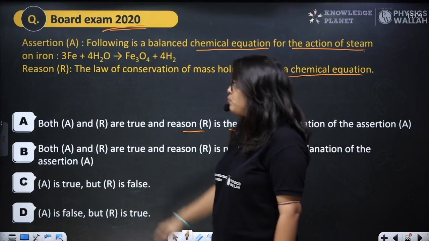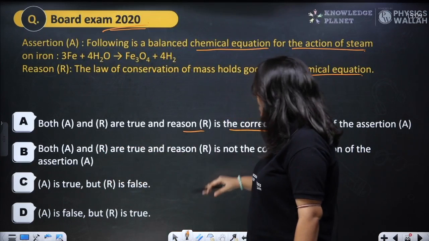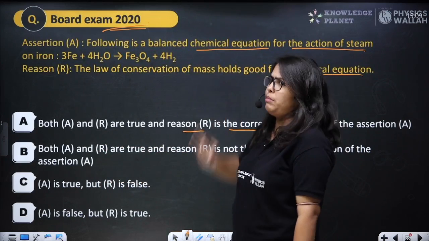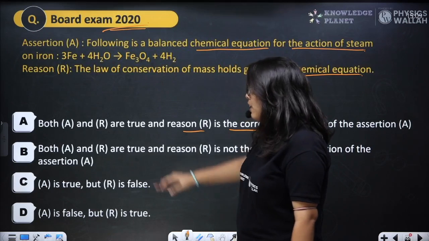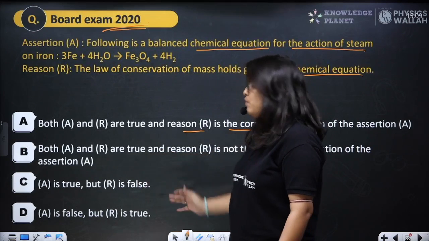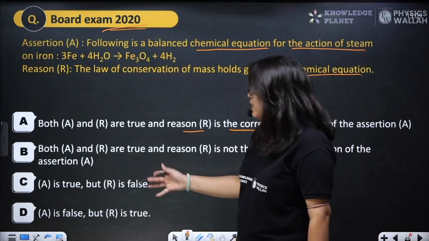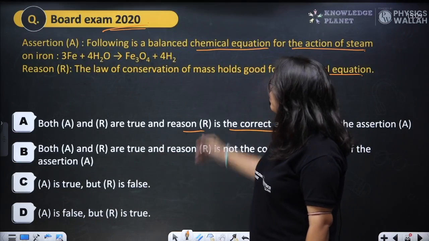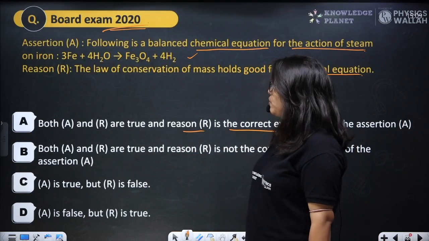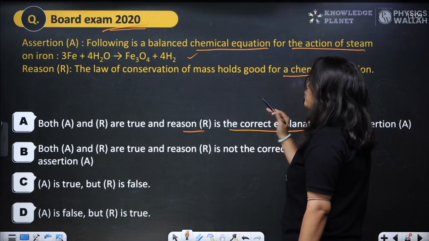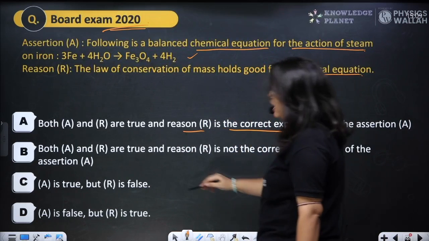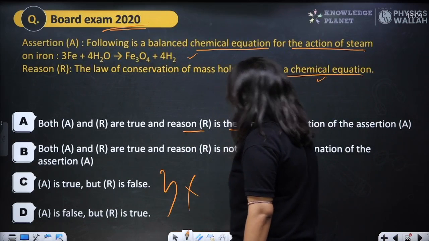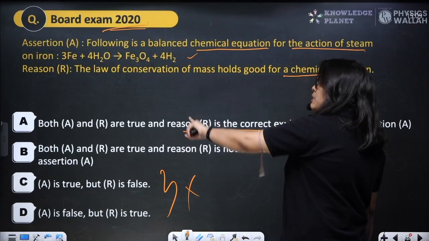That is the first option. Second is both A and R are true, and reason R is not the correct explanation of A. Then option C is A is true but R is false. And option D is A is false but R is true. So we know that yes, this is a balanced equation, and we know that yes, the law of conservation of mass holds good for a chemical equation. Thereby, option C and option D are discarded. Now it is between option A and option B.